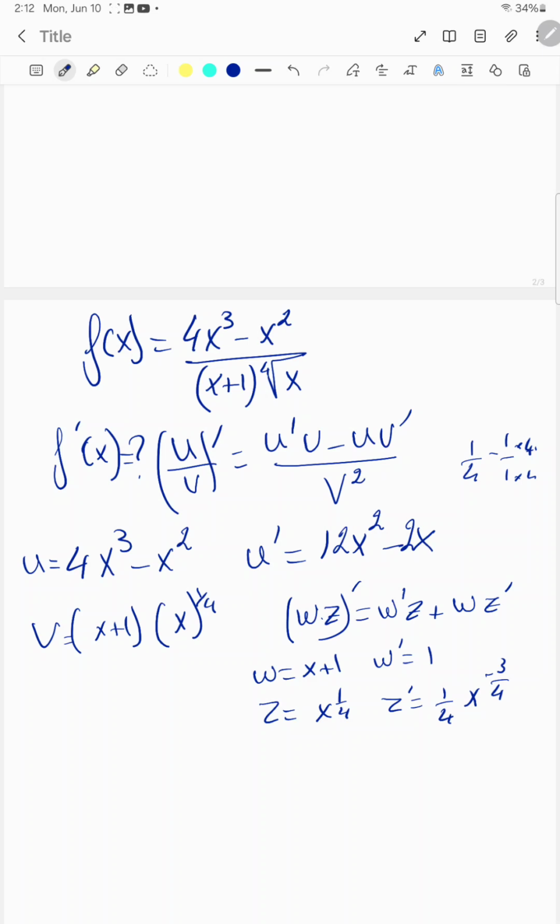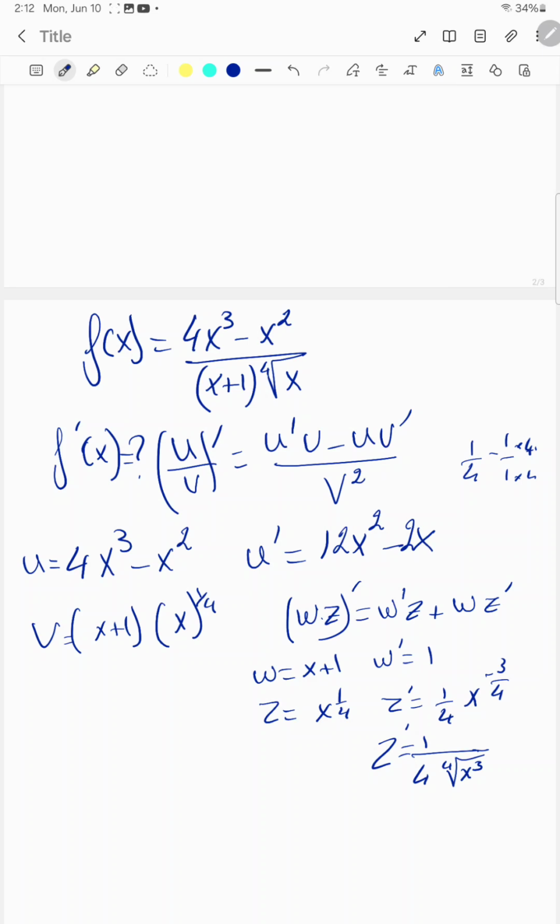So if I don't want to see a negative exponent, z prime is equal to 1 over 4 times the fourth root of x to the power of 3. So that's my z prime.